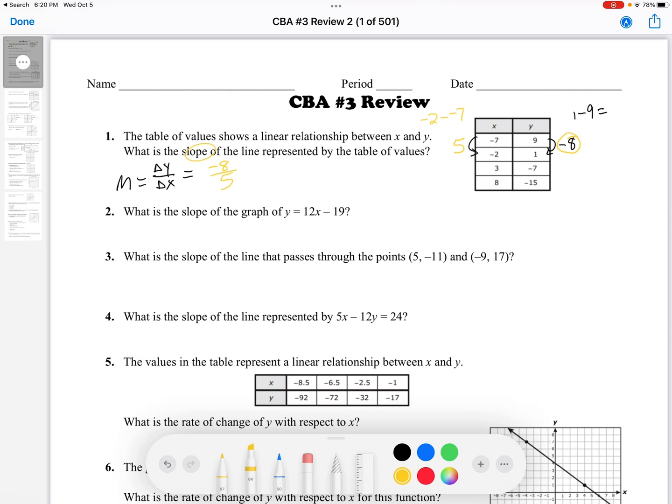That's the answer here, right? -8 over 5. And I'm trying to color coordinate, but I'm doing a terrible job here. Let's see. Maybe this will be a bit better.